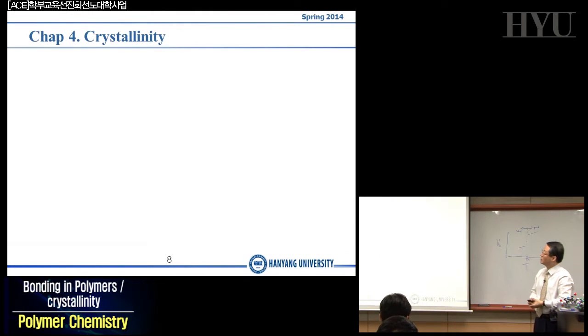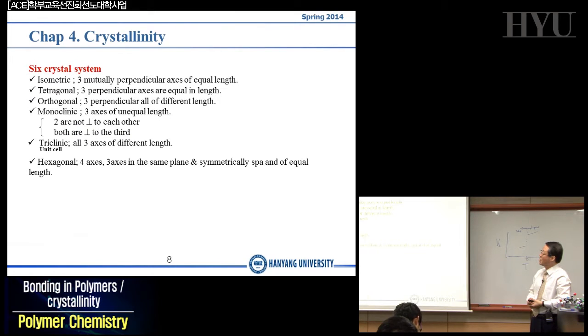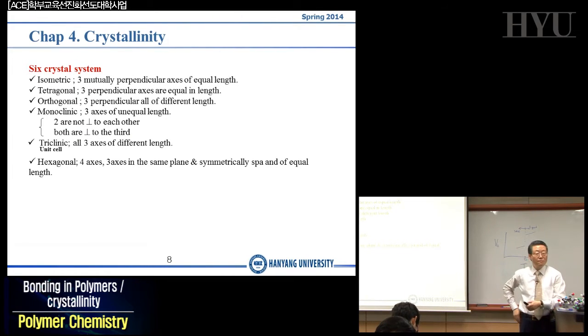So let's talk about the crystallinity again. I don't think you have learned about crystalline structure so far, but in your general chemistry course or your materials science course, I believe you have learned about the types of crystals. I have elaborated only 6 representative crystalline structures here, where depending upon the length of your axes and the angle of your axes, we can describe 6 types of crystalline structures.